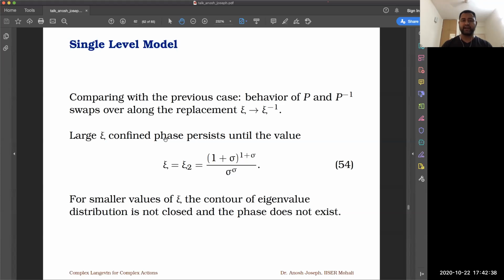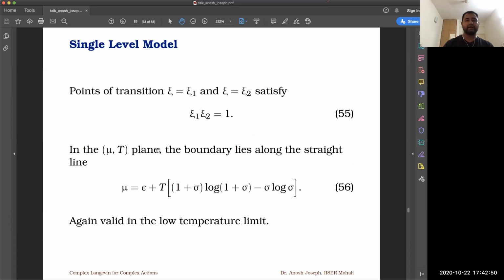Then the large psi confined phase persists until a critical psi value, which is given by this. So for smaller psi values, the contour is not closed, and the confined phase does not exist. Then there are points of transition, and they satisfy this constraint, psi1 psi2 equal to 1. And on the mu-T plane, we have this linear relationship for the phase boundary.